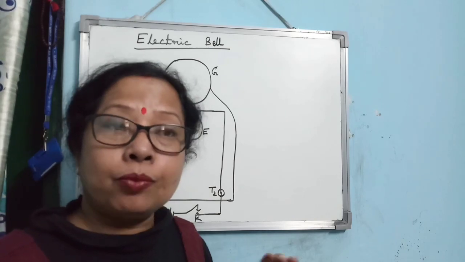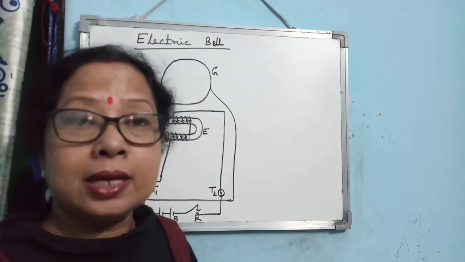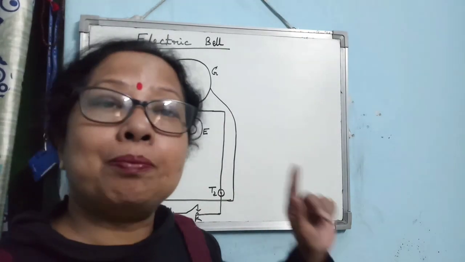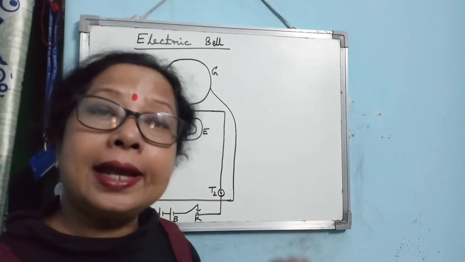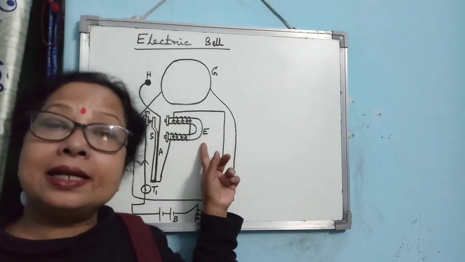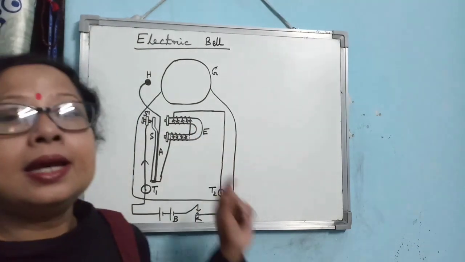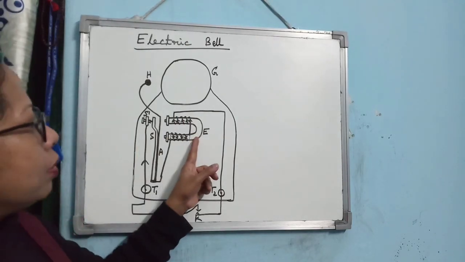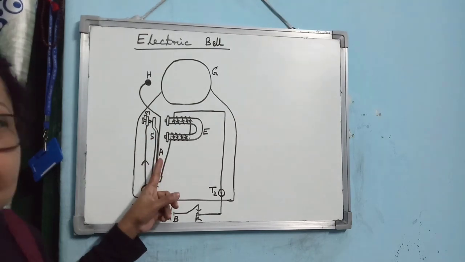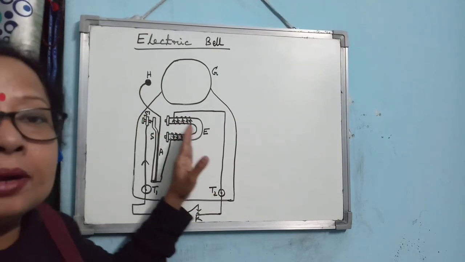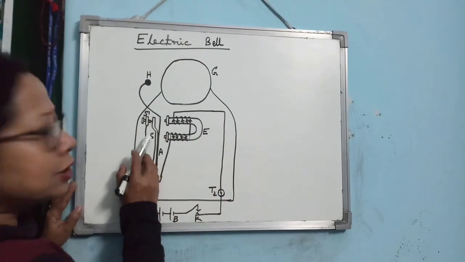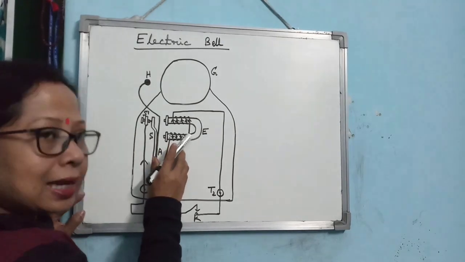Alright, this is the way. If one wants to write it point-wise, then this is the way to write. When the switch is on, the electric circuit gets completed. Then next point, current will pass through the circuit and the electromagnet will be magnetized. Alright, second point. Then third point, the moment the electromagnet is magnetized, it will attract the metallic strip, the armature. Alright. So, next point, what will happen then? The armature will move towards the electromagnet.